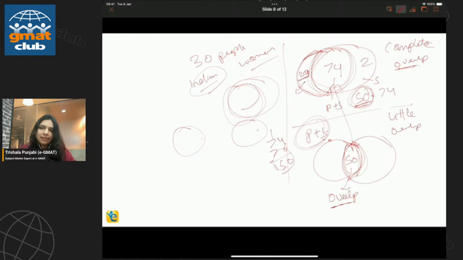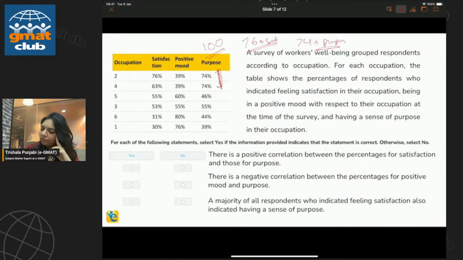Priyanka, does this make sense? Because even in the worst case scenario, because 50 people are overlapping, we can say that if we were asked that in occupation 2, a majority of respondents who indicated feeling satisfied also indicated having a sense of purpose, we would have said yes.